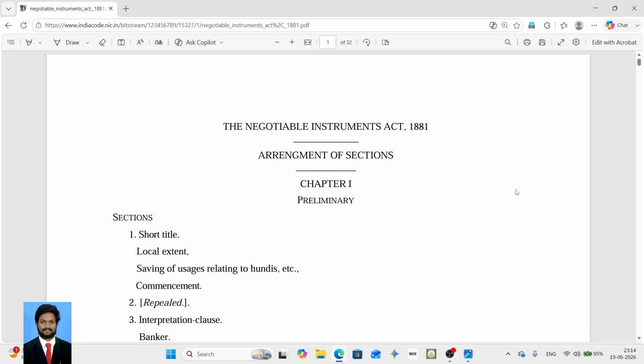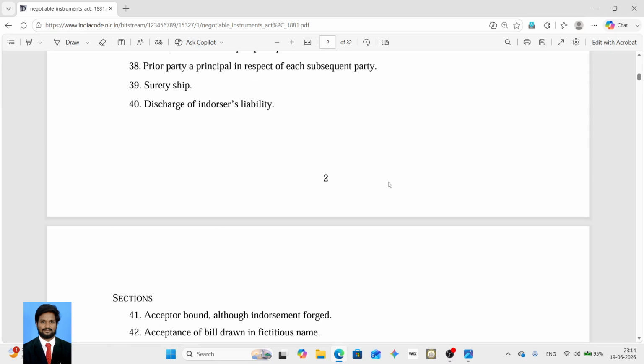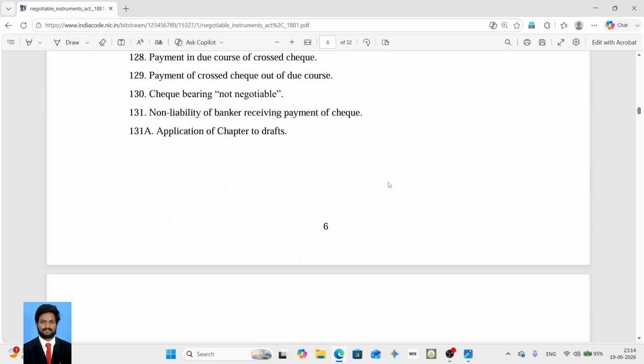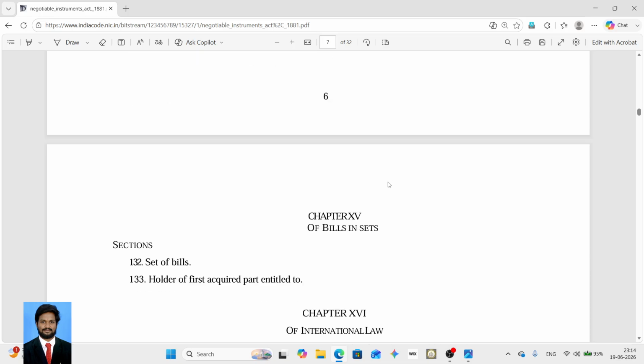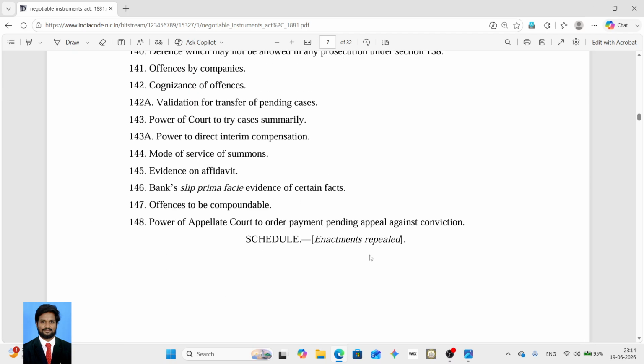So, without wasting time, let us go through the act, the Negotiable Instruments Act, 1881. In this first video, we will go through the index. We can say the index of the act is the heart of the act, because we can find what is in the act, what this act says about, and what the provisions or sections are about.